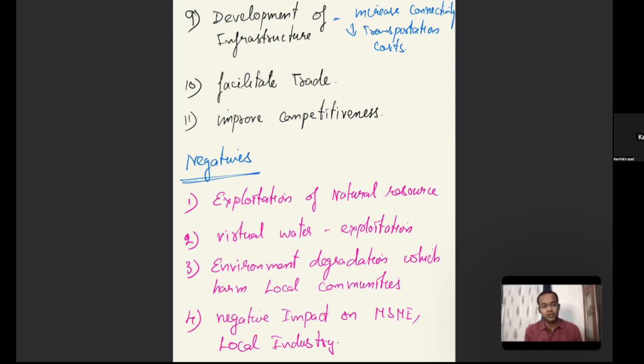You can speak about Sun Pharma. You can speak about Johnson and Johnson. You can speak about any particular MNC in each and every sector, right? It also facilitates trade and competitiveness.